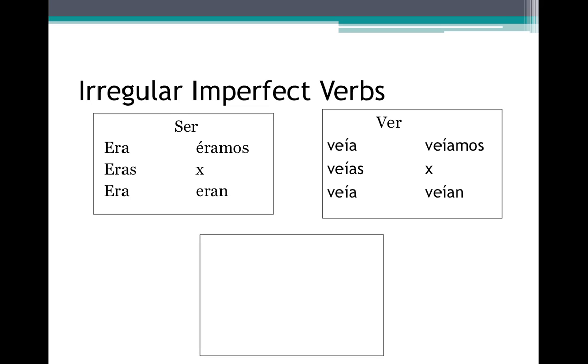The last verb, ir. How do we conjugate ir? Iba, ibas, iba, íbamos, and iban. Notice the nosotros form, íbamos, is the only accented part of that verb. Ser and ir, accent only in nosotros. Ver has it in all of them because it has those -ir verb endings within this conjugation.